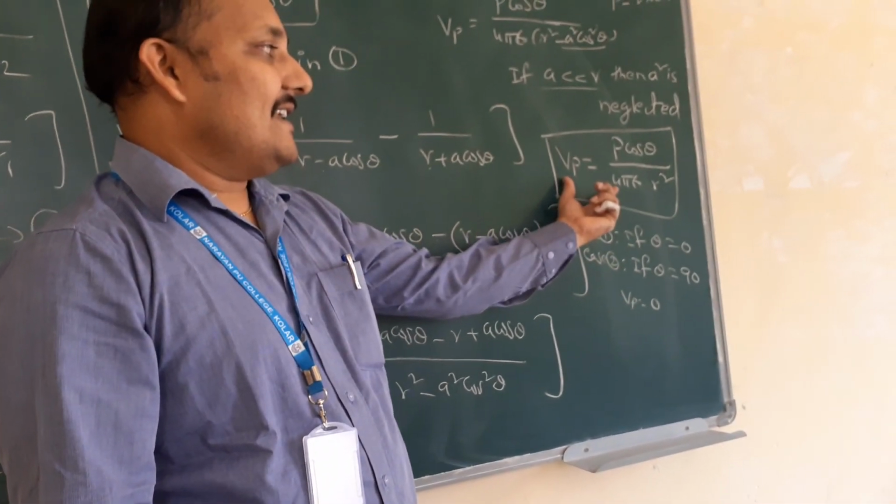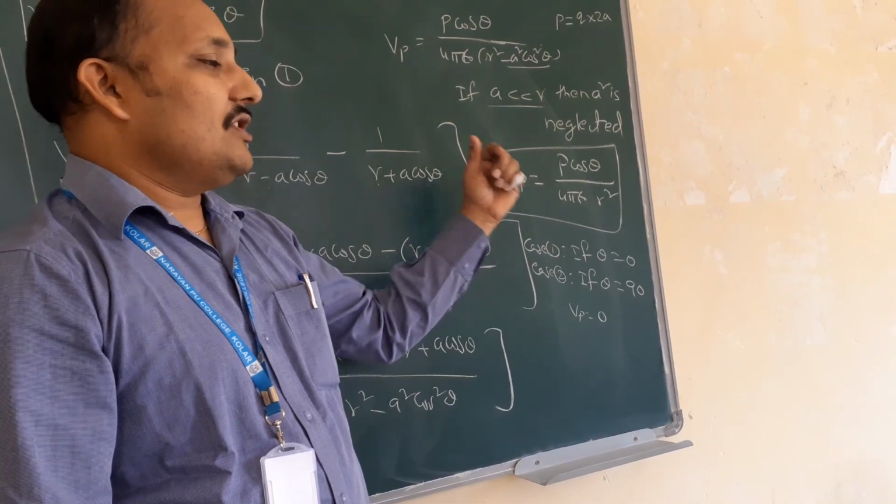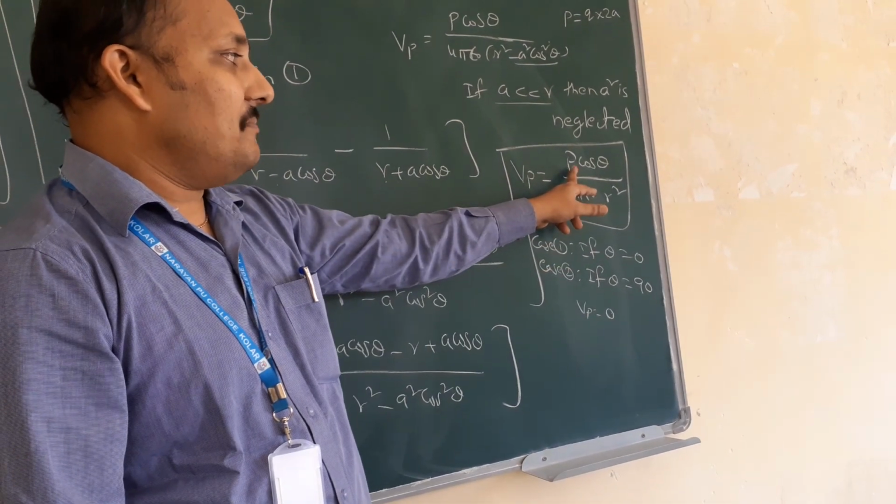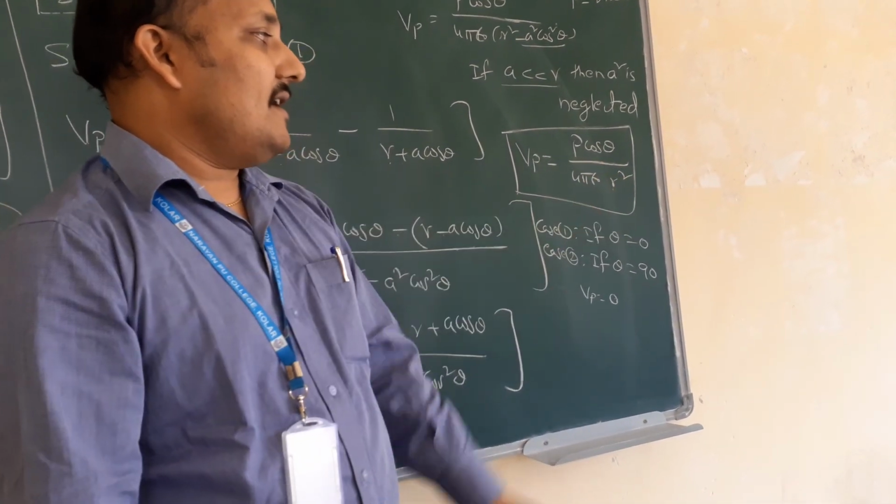Now this is the general equation for potential due to a dipole. Very important equation: P cos theta by 4 pi epsilon naught R square.